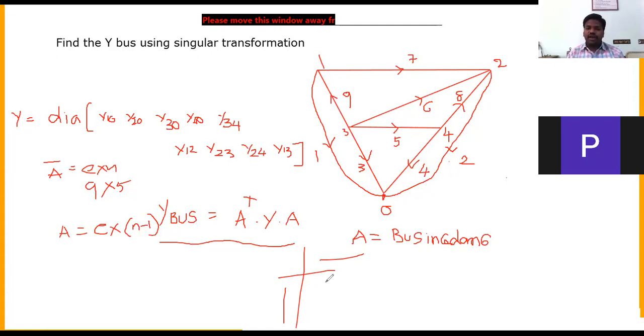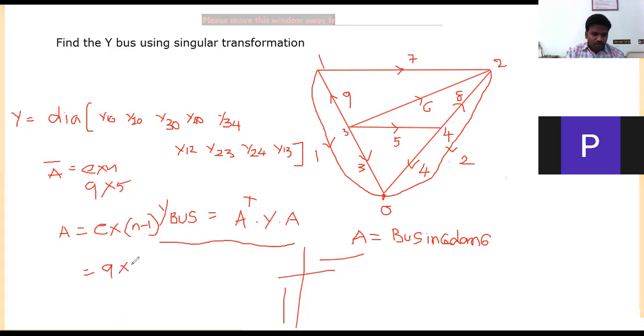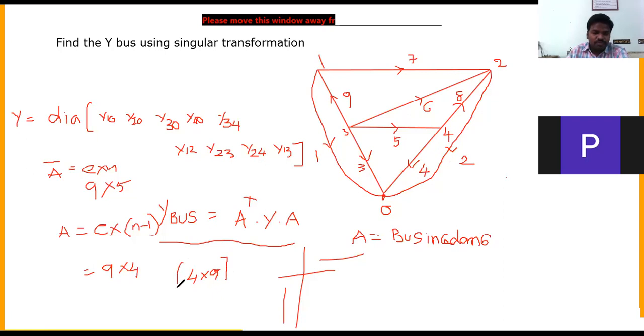So first of all, A transpose. Now you see here, the number of elements is equal to 9 and the number of nodes is equal to 4. Now, what is the size of A transpose? The size of A transpose is 4 by 9. First of all, let me check whether multiplication is possible or not, multiplication of matrices.